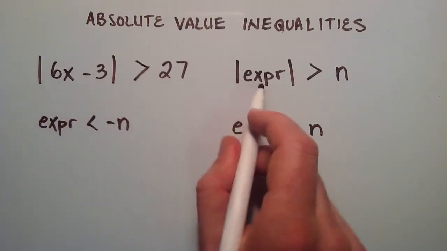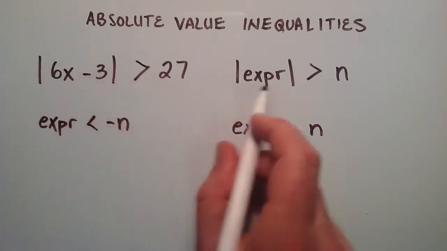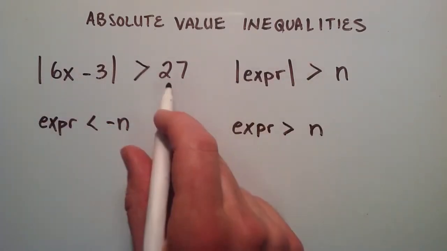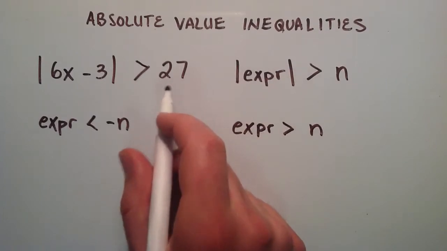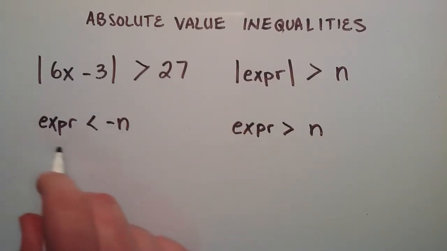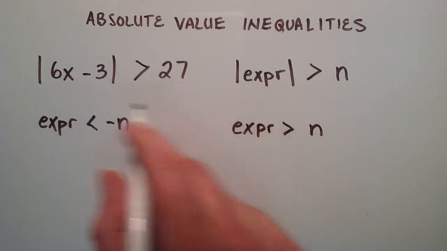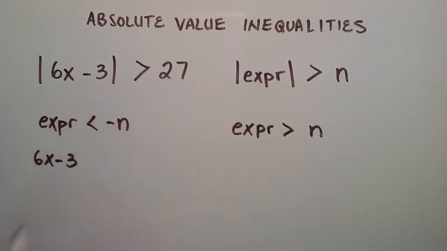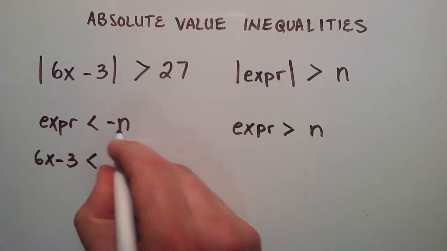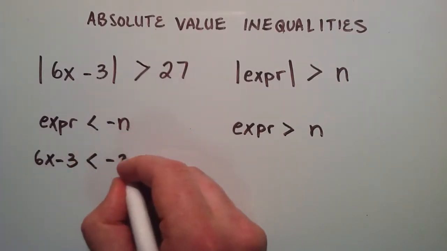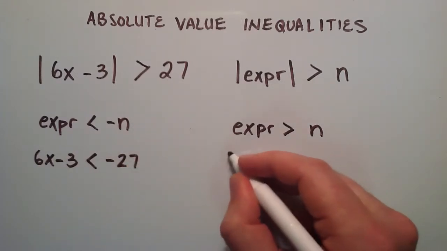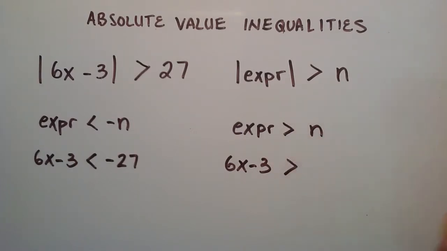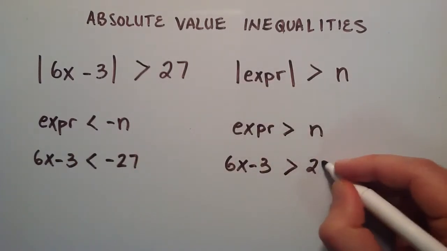In our case, our expression is 6x minus 3. We're taking the absolute value of that expression, and that's greater than some number n. In our case, n is 27. So we're going to go ahead and just start out with these statements here. And so we're just going to rewrite expression as 6x minus 3, since that's what our expression is. Then the less than sign, negative n is 27, so negative n is negative 27. And in this case, our expression once again was 6x minus 3. That's greater than positive n. Positive n is simply 27.